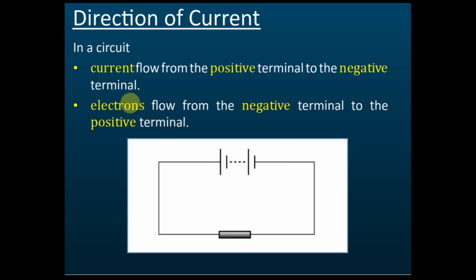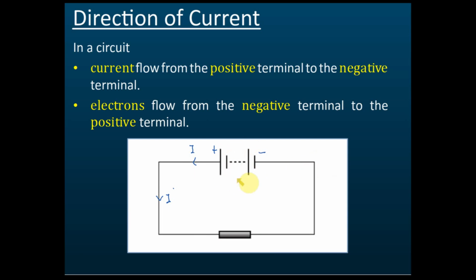Now, first you need to know that for the cell, the longer one is positive and the shorter one is negative. And current moves from the positive terminal, the positive terminal of the cell. So this is current. Current moves from the positive terminal to the negative terminal. This is outside the cell, in the external circuit. Outside the cell, it moves from positive to negative.